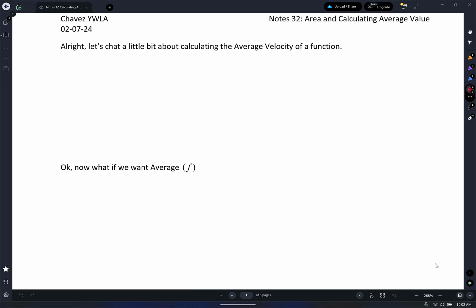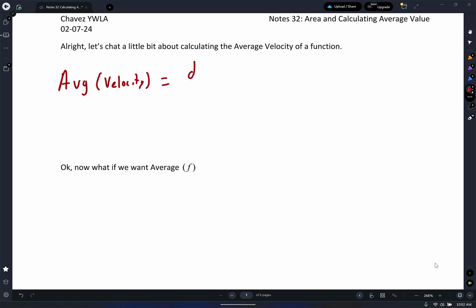Note 32. Let's chat about average velocity of a function. Why am I starting with average velocity? Because this is something you guys have previous experience with. When you were in physics, this is all you were able to do because you weren't able to find instantaneous velocity. When you were in physics, how would you figure out average velocity?